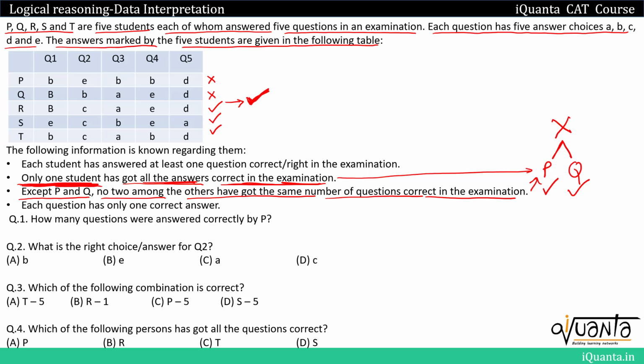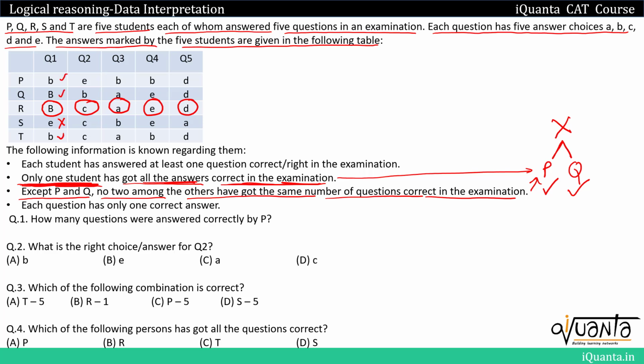So if we check it for R first, let us assume that R has answered all questions correctly. So if R is the one who has answered all the questions correctly, then for question 1 B will be the right answer, for question 2 C, for question 3 A, for question 4 E, and for question 5 D will be the right answer. So for question 1, all those who have not marked B as the answer will be incorrect. So S will be incorrect, all these will be correct.